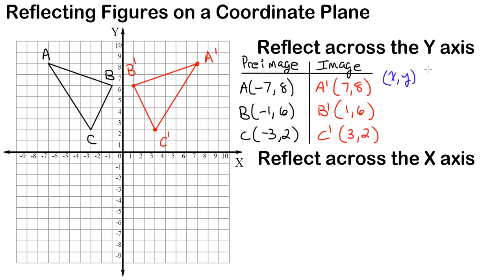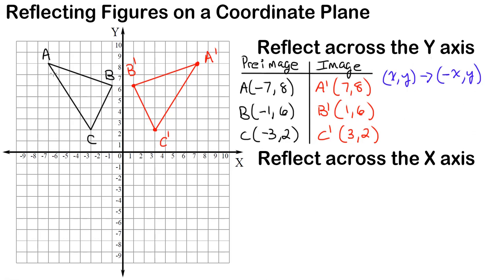So the rule, the pattern, is this. When reflecting across the y-axis, (x, y) becomes (-x, y). So the y value stays the same, and we just take the opposite of the x value. And this is the pattern that will always be true whenever we reflect an image across the y-axis.